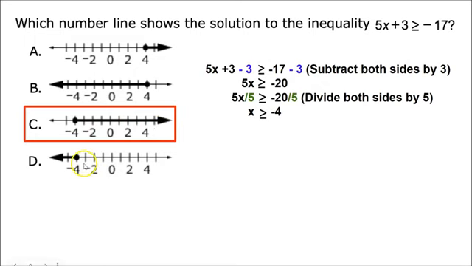And so for D, you have the equal to sign, but it's going in the opposite direction. So this means x is less than or equal to negative 4, and that's not what we have in our final form. So that is why D is incorrect, and the only answer that is correct is C.